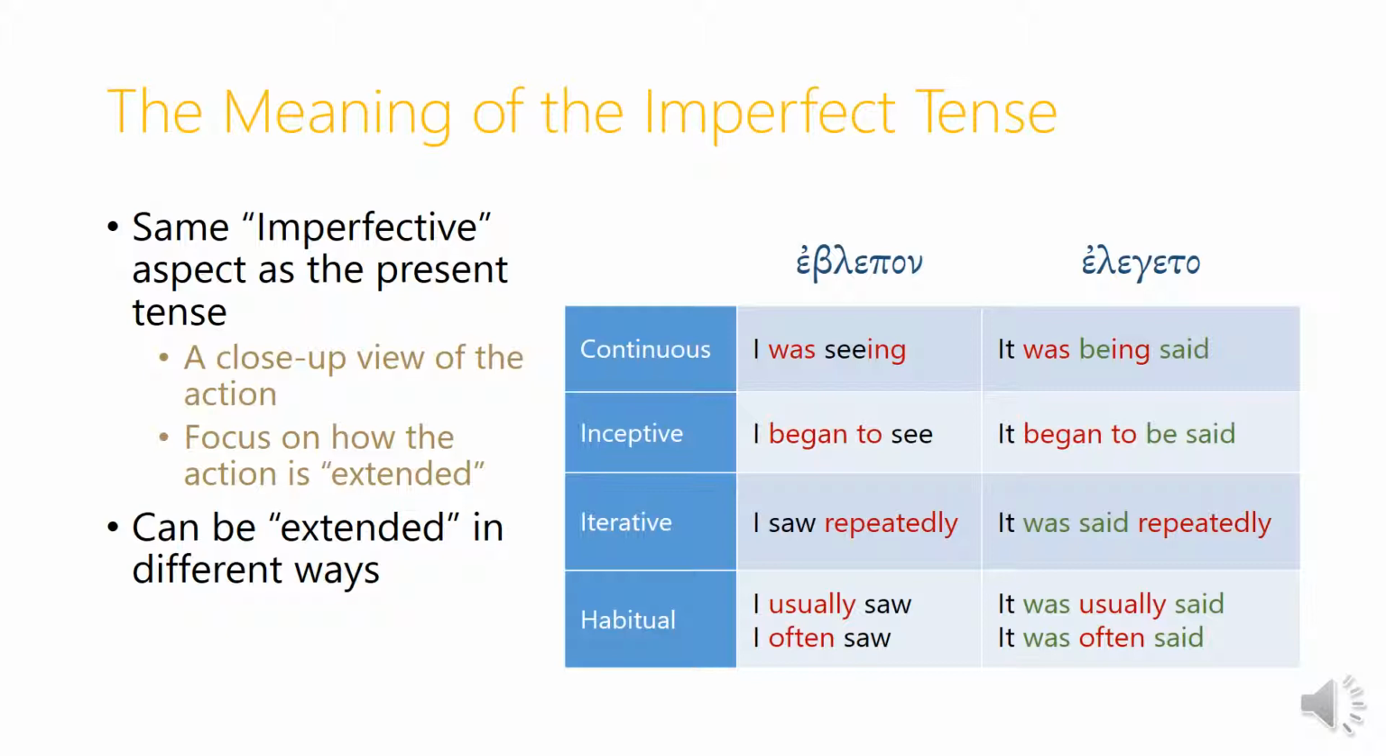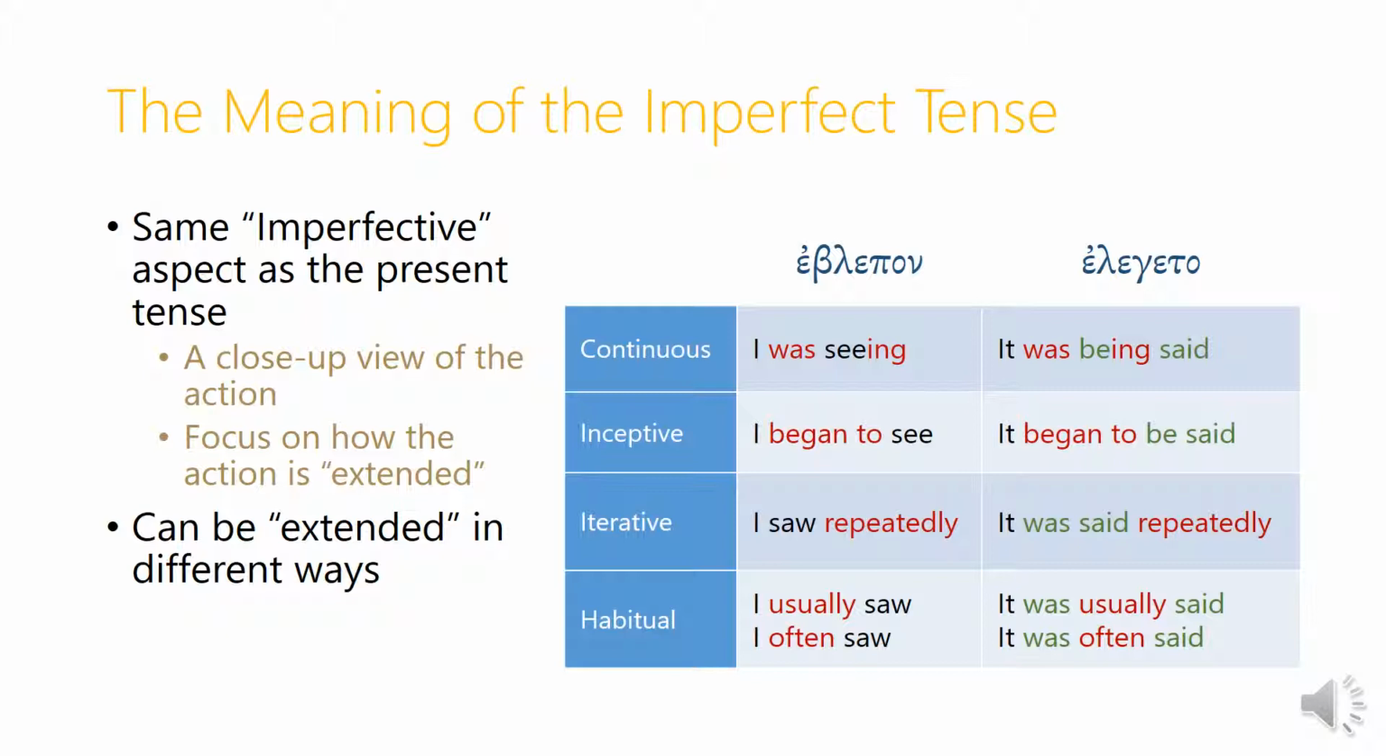So if we take it in a continuous sense, we might translate it, it was being said. If it's inceptive, we might say, it began to be said, or it started to be said. Iterative, we might translate it, it was said repeatedly. It was said over and over. Habitual, we might say, it was usually said, or it was often said.